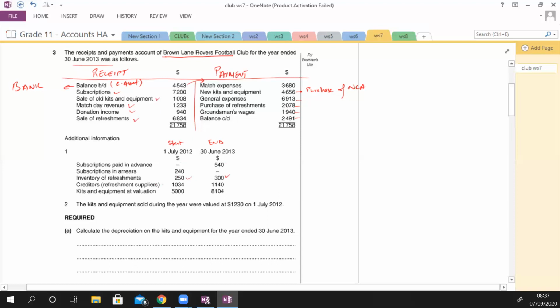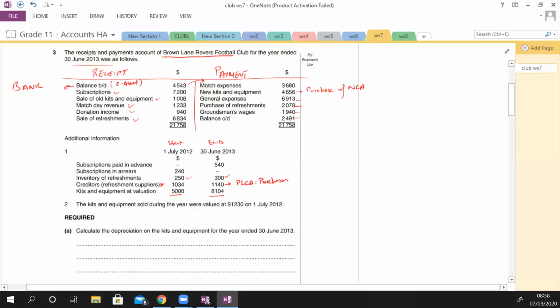Creditor for refreshment suppliers. I'll put a star on this, because when you have creditors for refreshment suppliers, you make a purchase ledger control account to calculate purchases. If there are no creditors, then the payment for refreshment is actually the purchase price. If you have opening and closing creditors given, you have to make a purchase ledger control account to calculate purchases. Otherwise, if these balances are not given, the payment for refreshment will be your purchases.